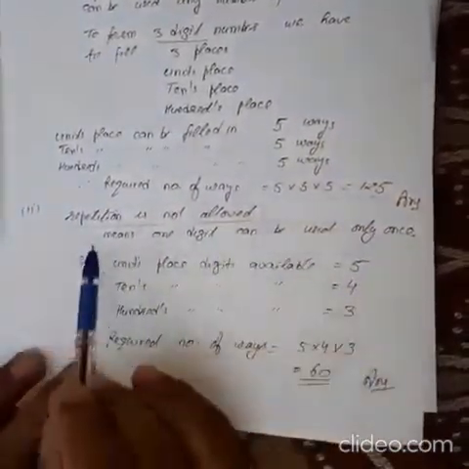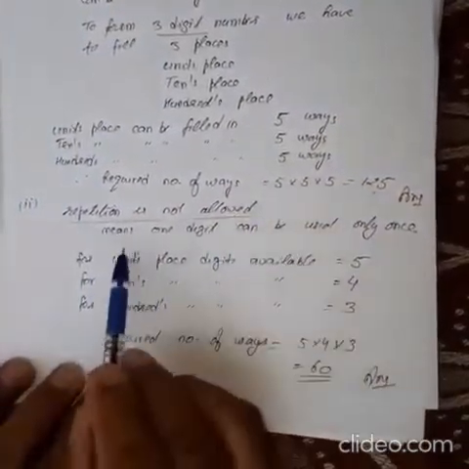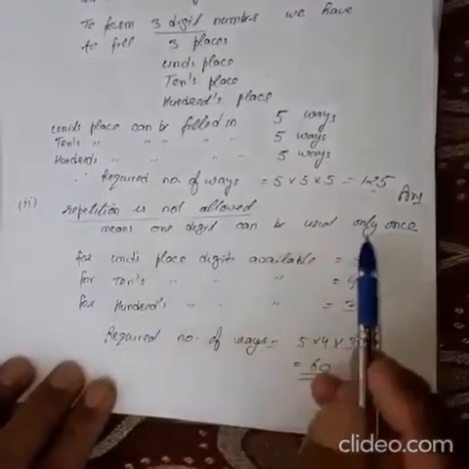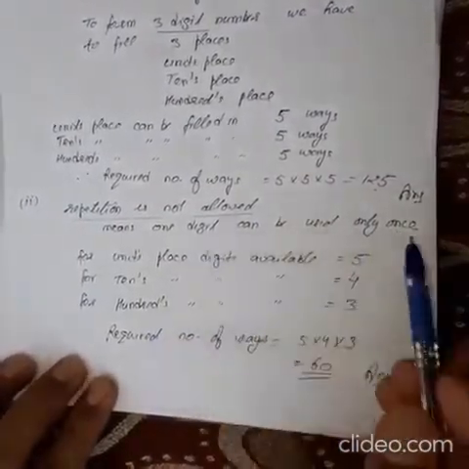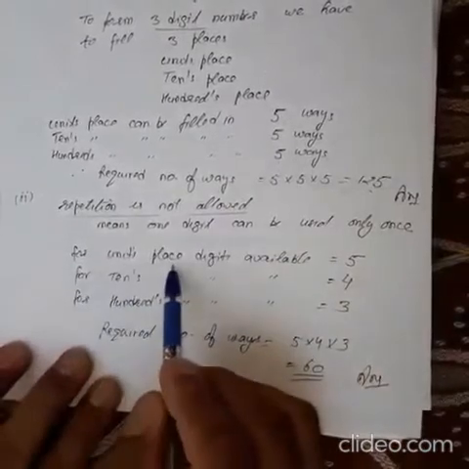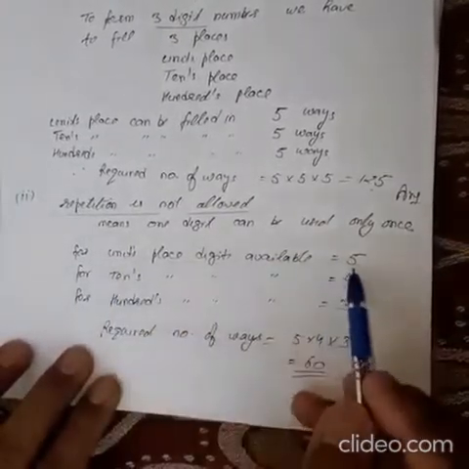Now when repetition is not allowed, it means one digit will be used only once. We cannot repeat the digits. So for the units place, the first place, we will have 5 options.